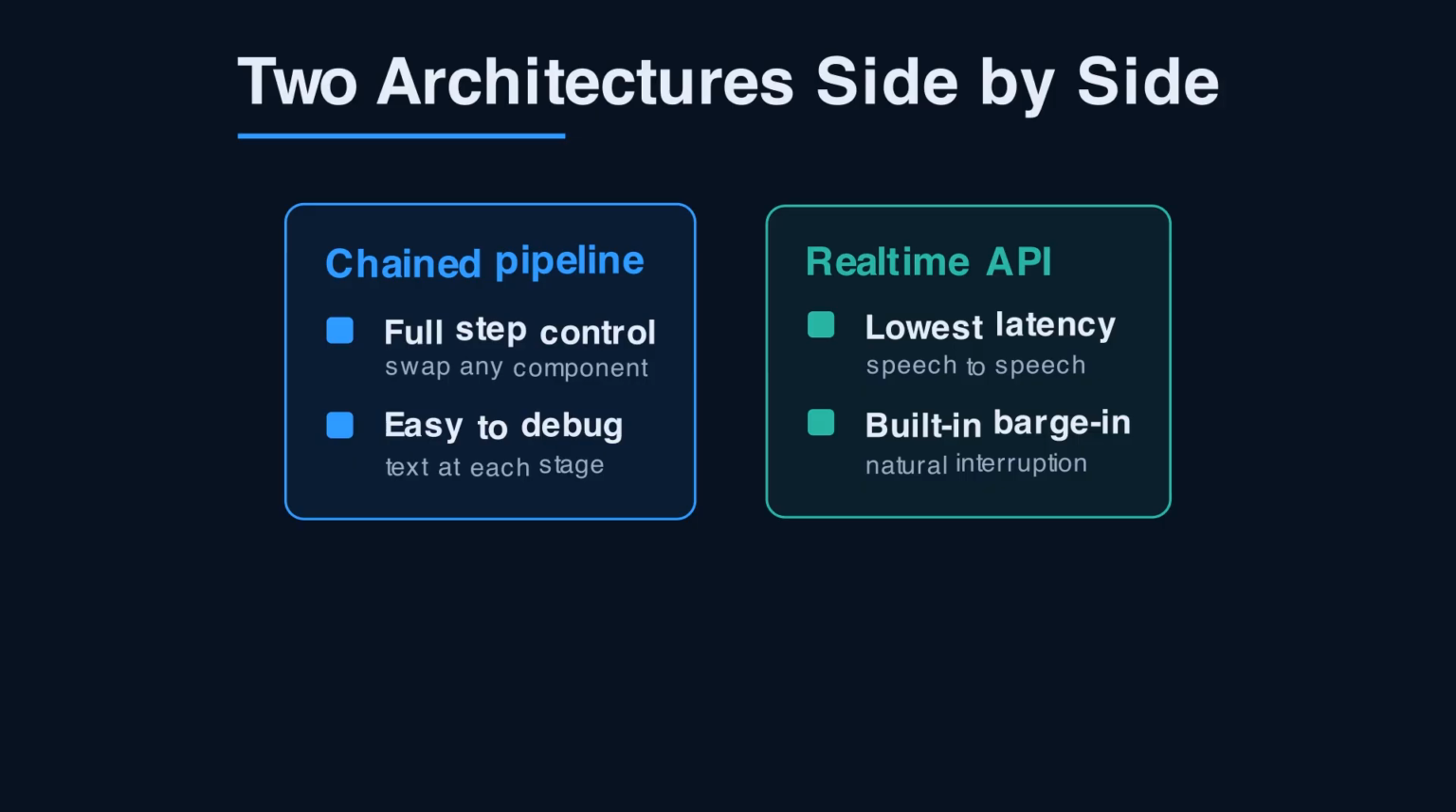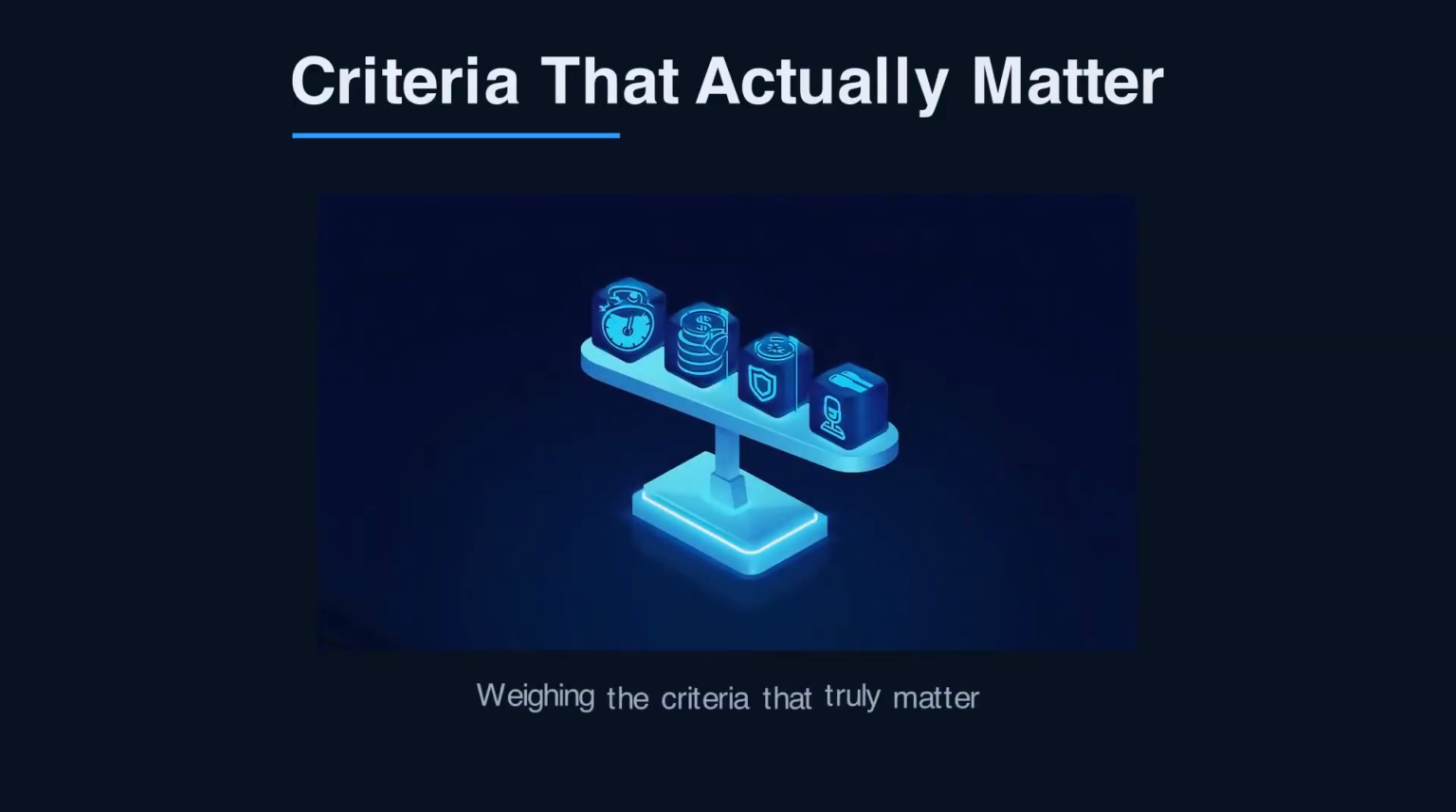The trade is control versus simplicity and latency. Chained means more moving parts but full visibility. Real-time means lower latency and natural interruption, but less insight into each stage. Before picking, weigh 4 things.